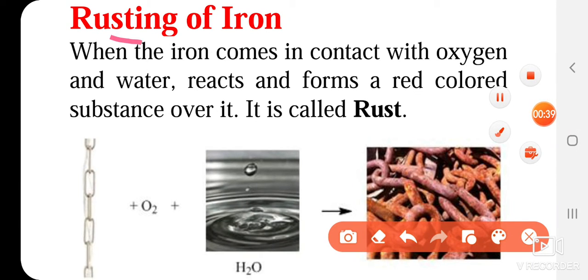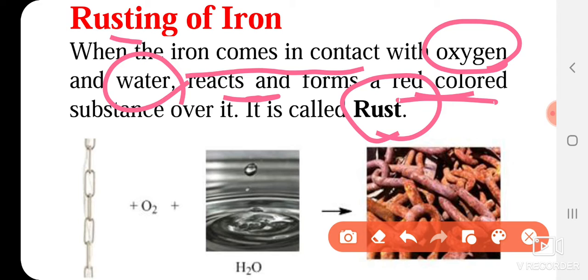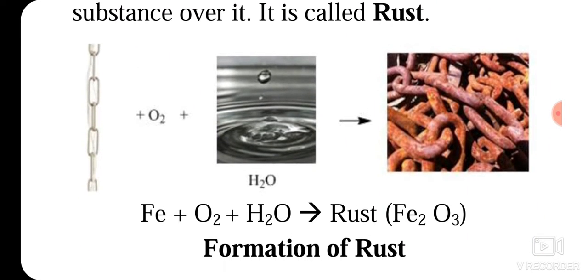Clear? So rust, when the iron comes into contact with oxygen and water, it reacts with it and forms a red colored substance over it, and that red colored substance is known as rust. Now let's see with the help of a figure.